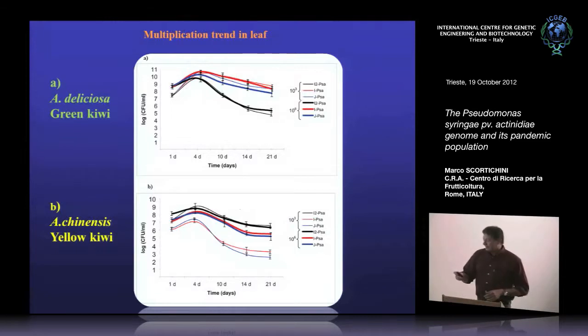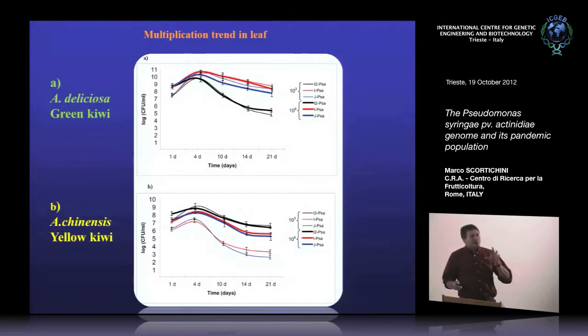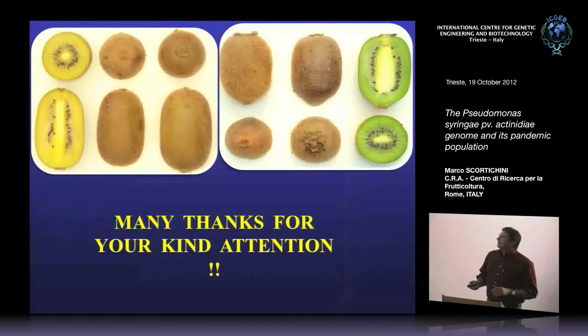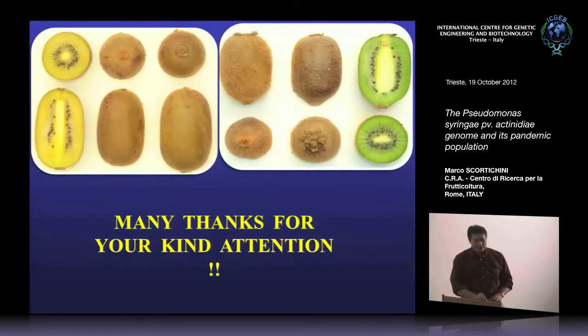And we confirmed that the new one is virulent in both species. In contrast, the old population is more devoted and more specialized to the green one. So this is also a confirmation that virulence evolved and it is able to colonize different plants. I am finished, and I thank you for your kind attention.